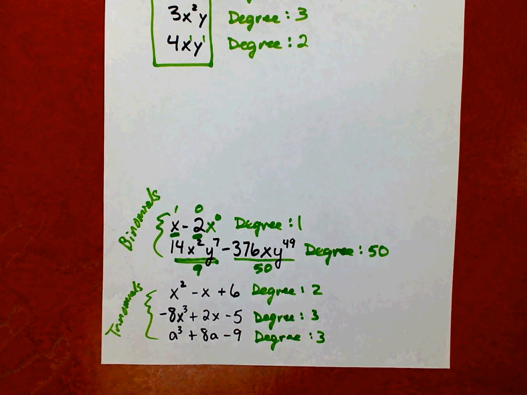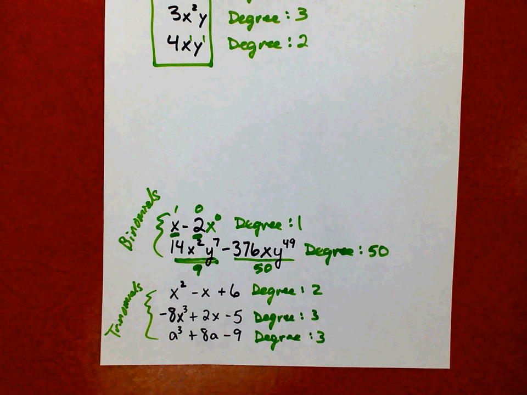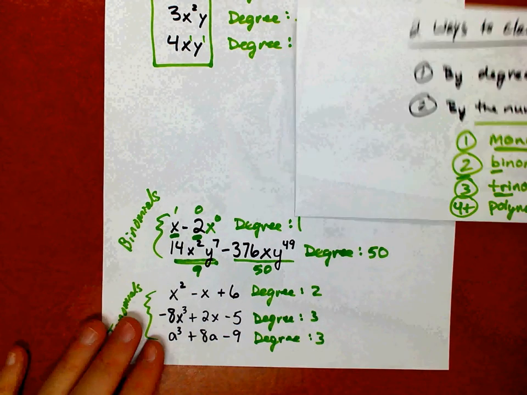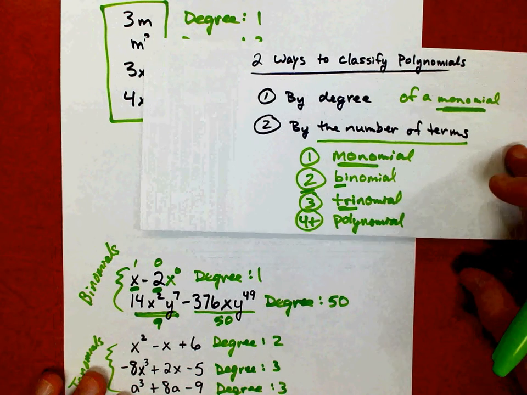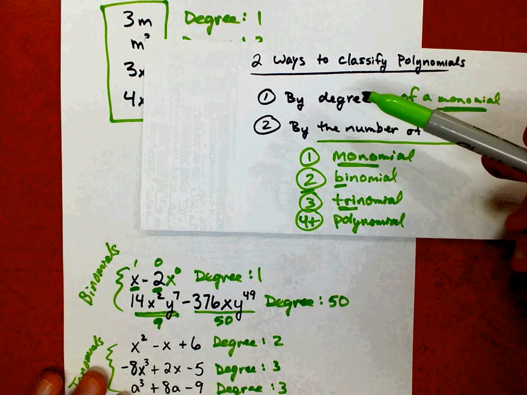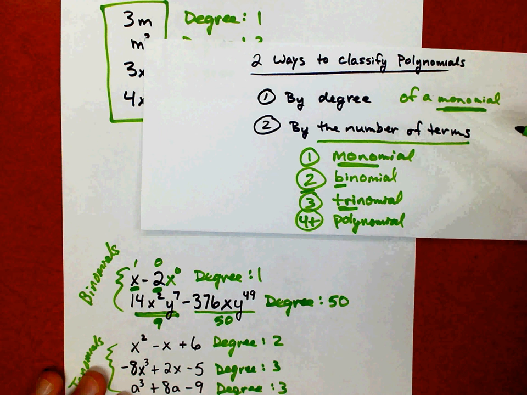I'm going to end my video after we recap that there are two different ways to classify a polynomial, and that is by its degree or by the number of terms it has.